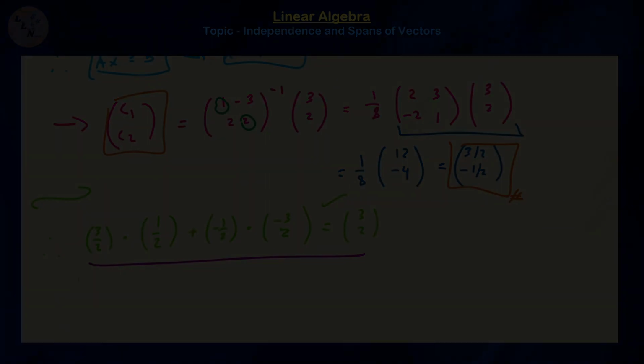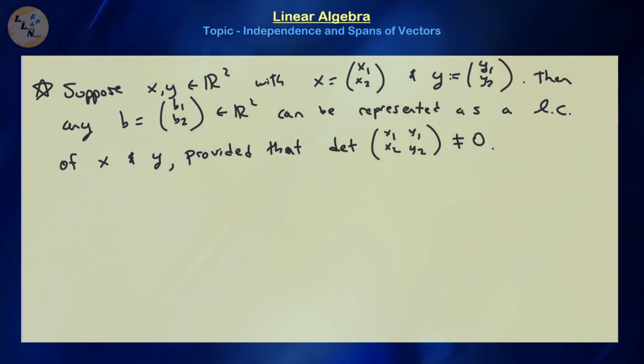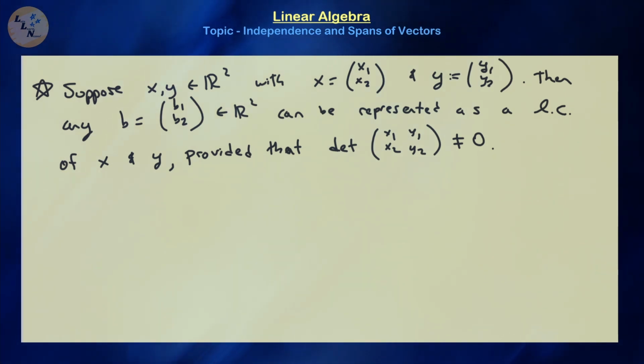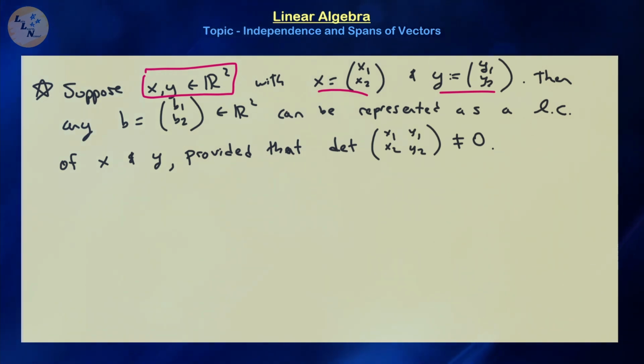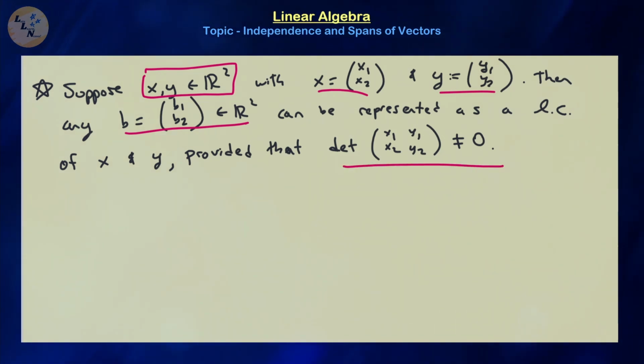From that example, you should be able to generalize that to a broader formula. In particular, if we were to choose any two vectors in the set of two real valued vectors R2, where x is represented as so and y is represented as that, then any other vector, also in R2, can be represented as a linear combination of x and y, provided that the determinant of those two vectors you've chosen, x and y, in column form, is not equal to 0. Now, that's obviously true for R2, and you should be able to prove that.